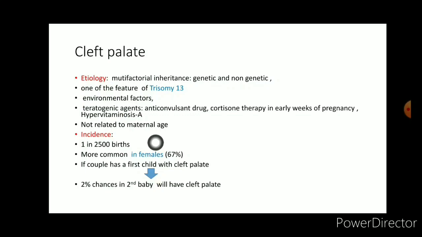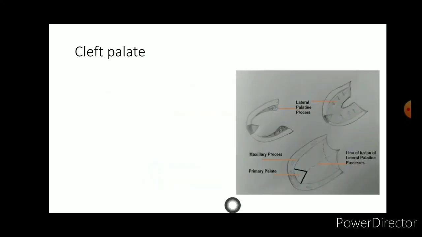Now the incidence of cleft palate in the population is 1 in 2500 births. More common in females. If a couple has a first child with cleft palate, there may be a 2% chance the second baby will have cleft palate.